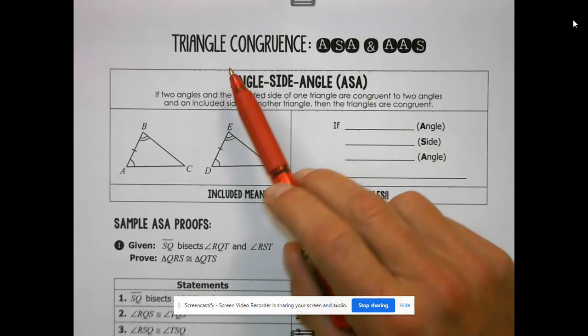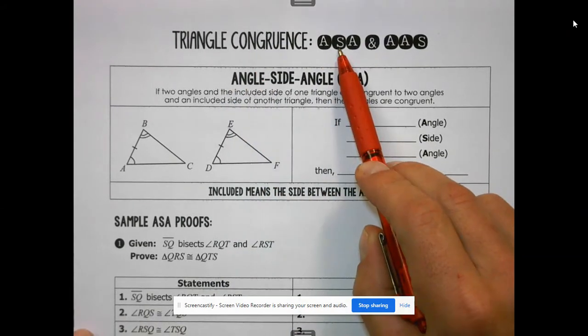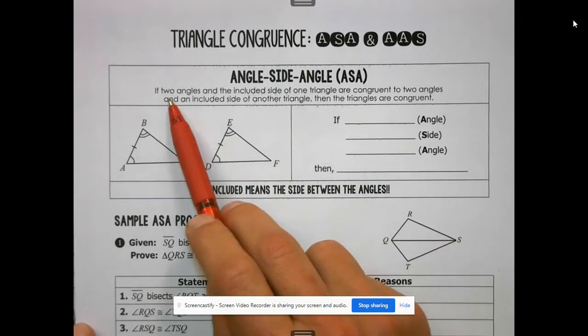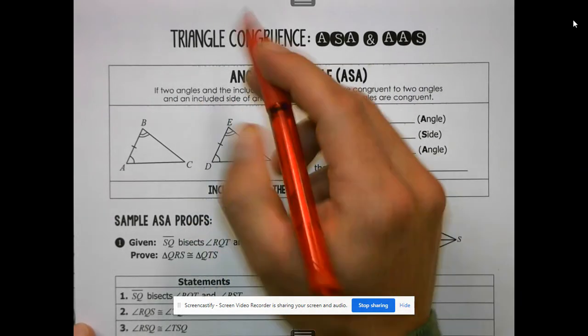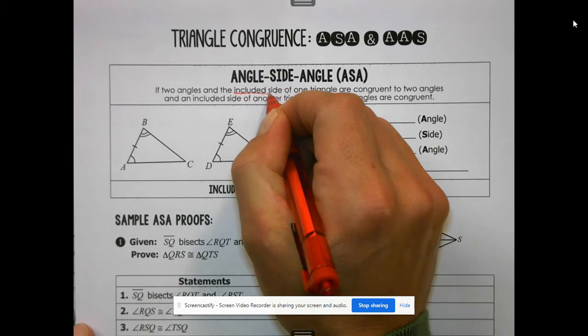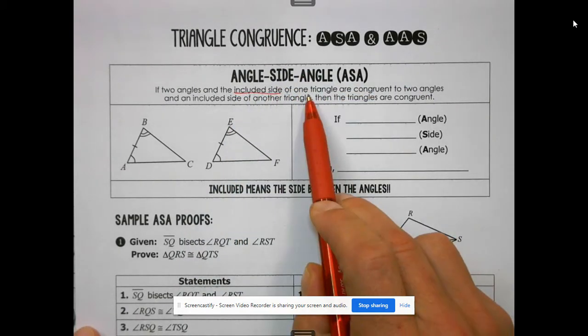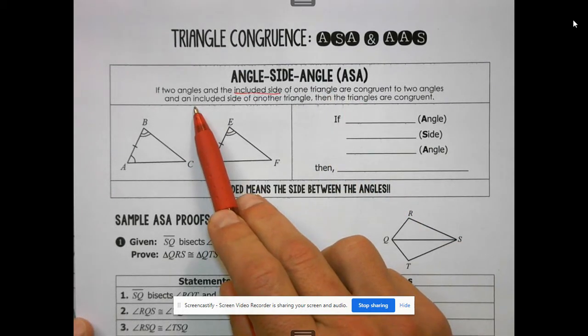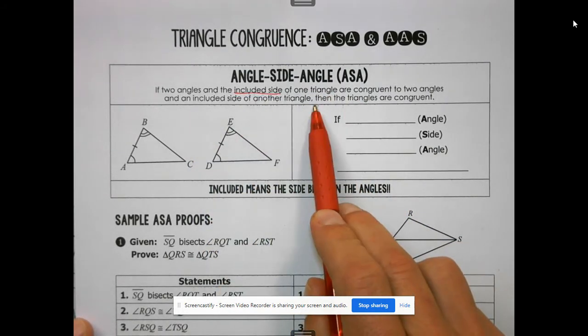Next up for triangle congruence is angle side angle and angle angle side. First up, angle side angle. You have two angles and the included side. Remember, that's in between the set of congruent angles. Two angles and an included side of one triangle are congruent to two angles and an included side of another triangle. Then the triangles are congruent.